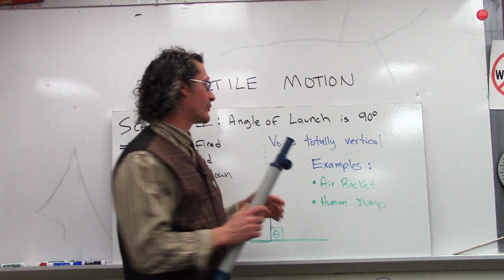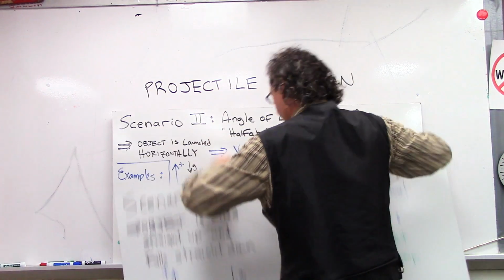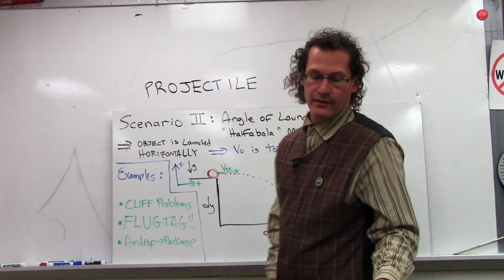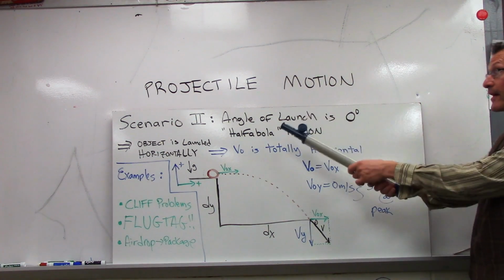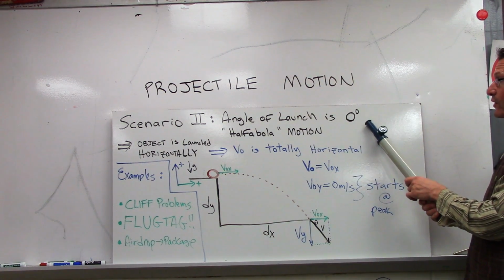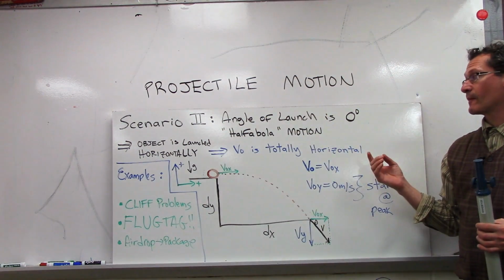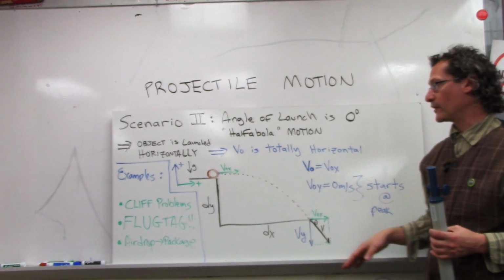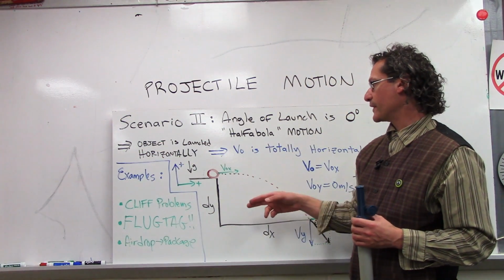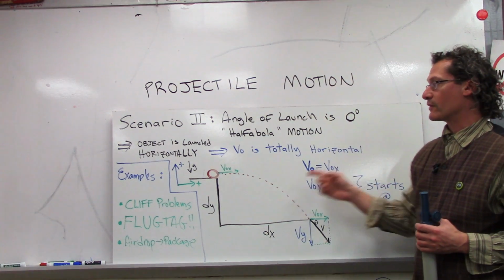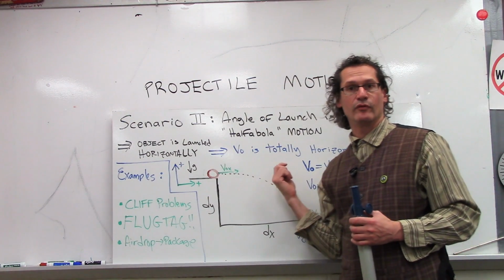Now, what we're going to do is have the angle all horizontal. That's scenario number two. But it's not a one-dimensional problem. This is fully two-dimensional. So scenario two, the angle of launch is 0 degrees. This is what we know as half a bell of motion. Half a bell of motion, because it makes a little half a bell in the pattern like that. So the object is launched horizontally. v naught is totally horizontal. So v naught is really equal to v naught x in the x direction, okay, because it's all moving this way.